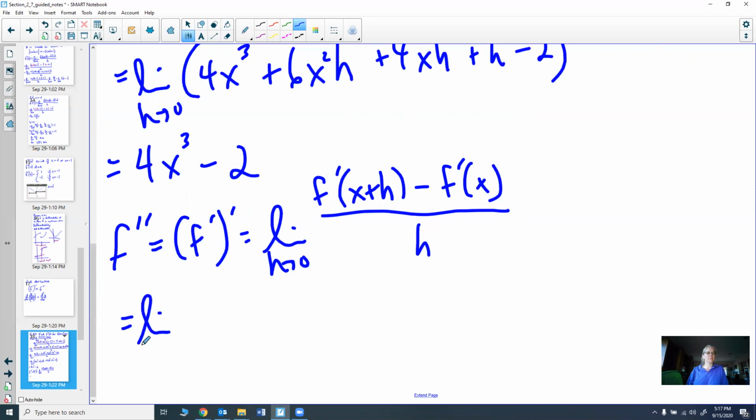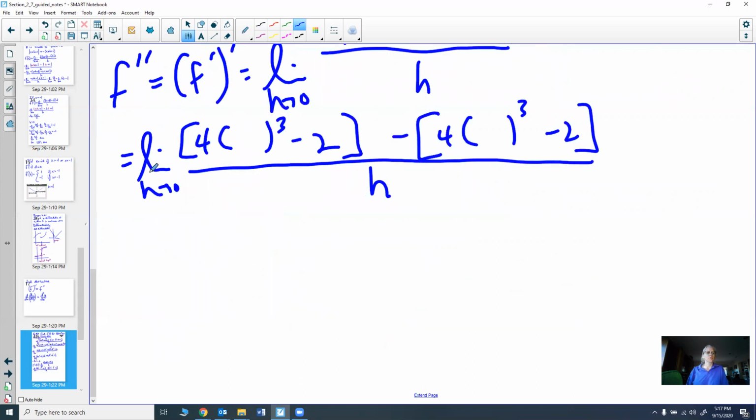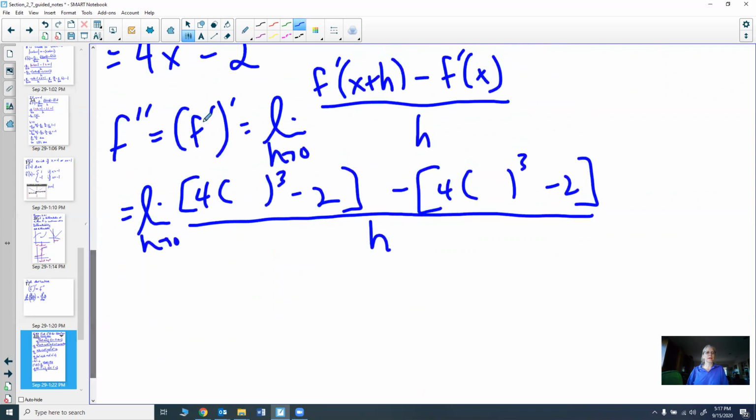So this would be the limit as h goes to 0 of my derivative function, which is 4 times something cubed minus 2, minus my derivative function again, 4 times something cubed minus 2, all over h. So in this case, my something that I'm putting in here is x plus h. I have nowhere else to put it. In this something, it's just x. So I'm going to plug those in. And then I just have to multiply this all out and collect like terms.